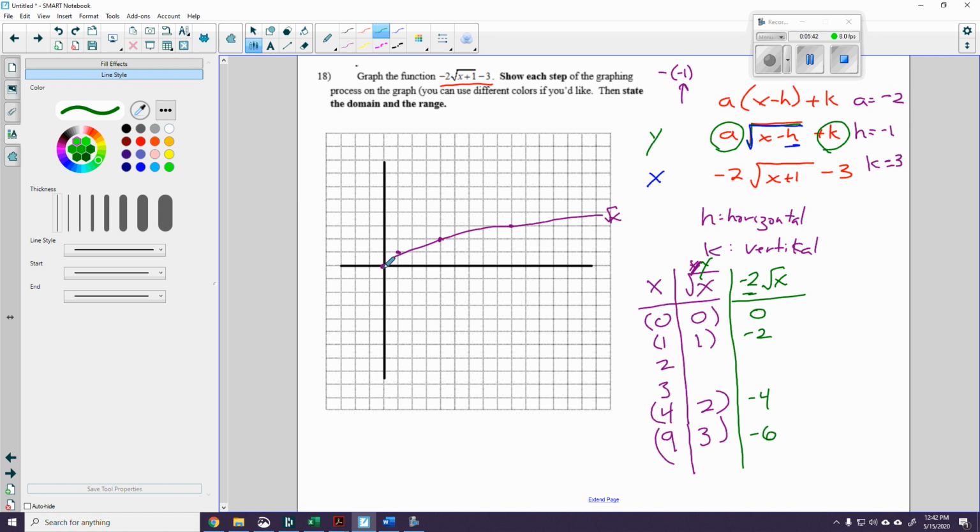So I'm going to plot those points. So I have 0, 0. Right there is 0, 0. I have 1, -2.